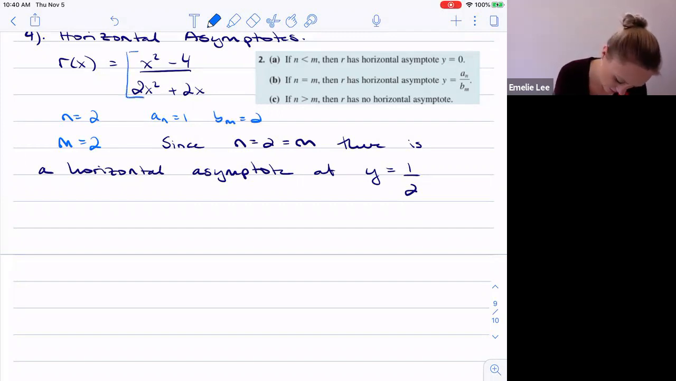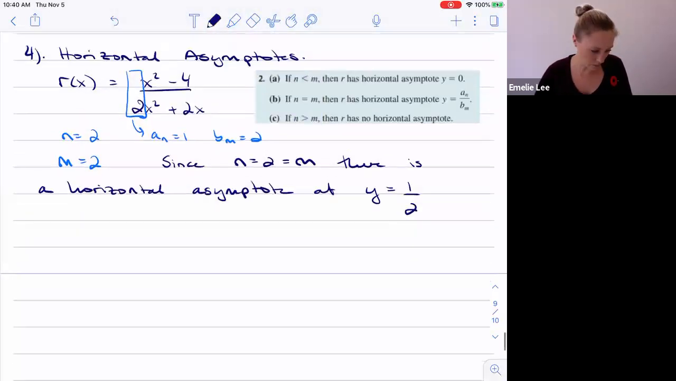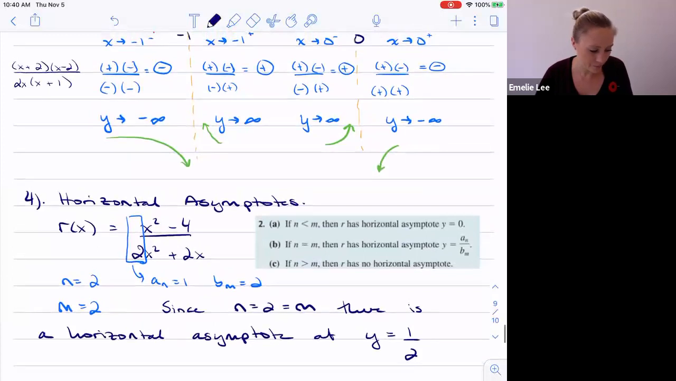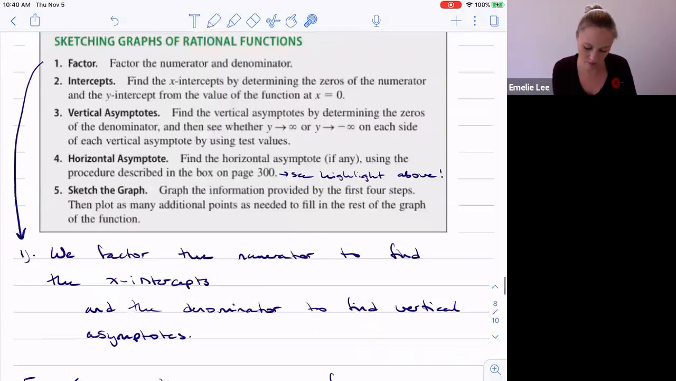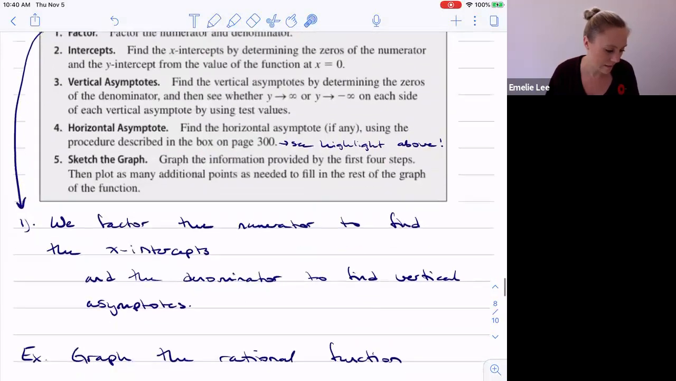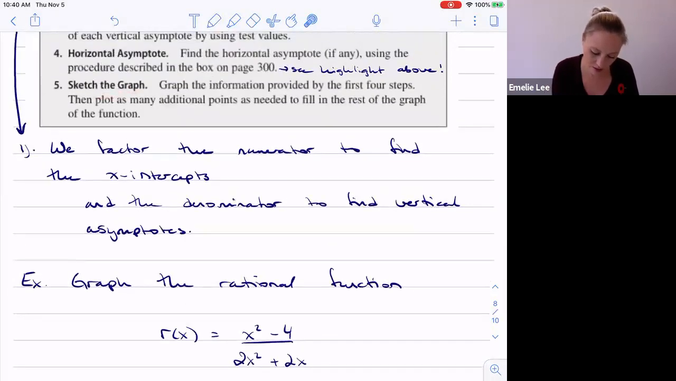Or you can just look here. Okay. If they have the same degree. Okay. So what do we have to do? So we know where the horizontal asymptote is. And then we need to figure out how this thing behaves around the horizontal asymptote. Okay. So to sketch this graph, right, next step, sketch the graph.